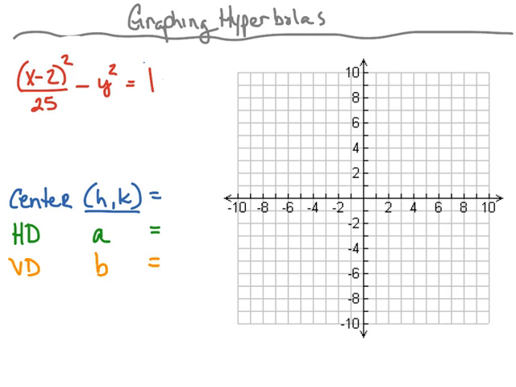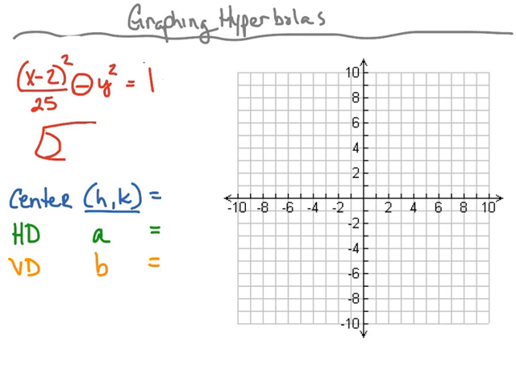Alright, next example we have here is (x minus 2) squared over 25 minus y squared equals 1. Again, we're first going to look at the negative or the minus sign and find where that's at, which in this case is here in the center. Because it's in the center, when I graph this hyperbola, it should be opening up sideways, left and right. So this is what the graph should look like when I get done.